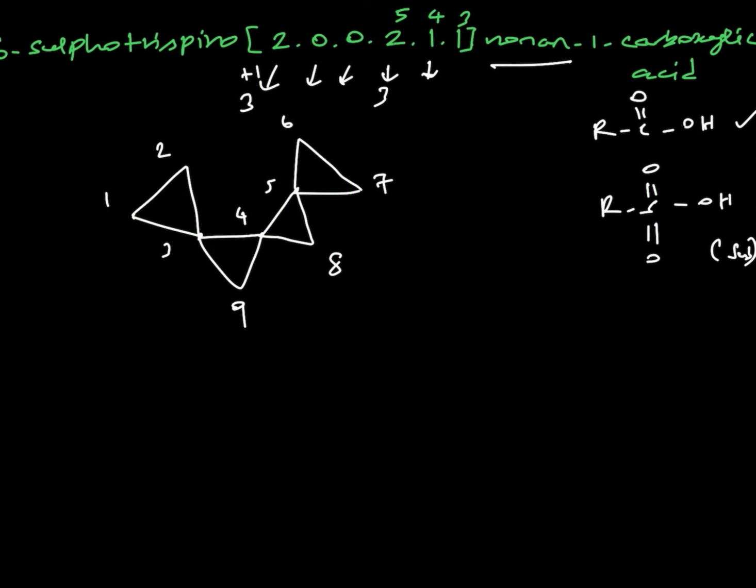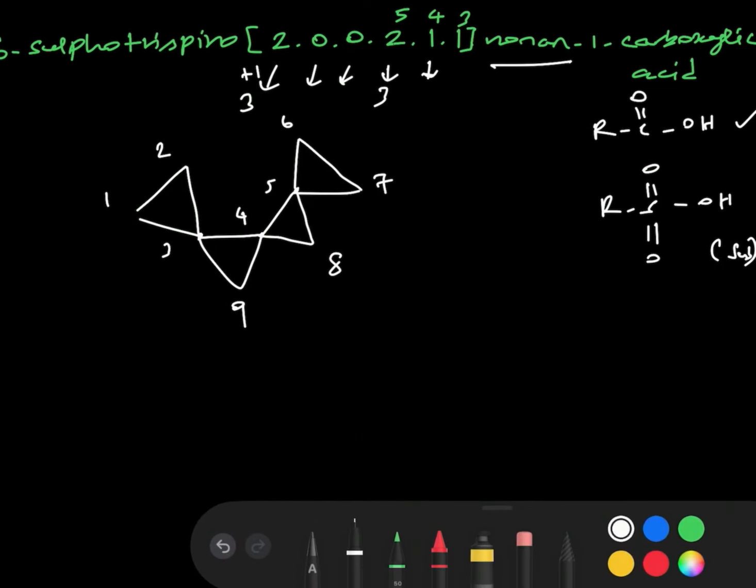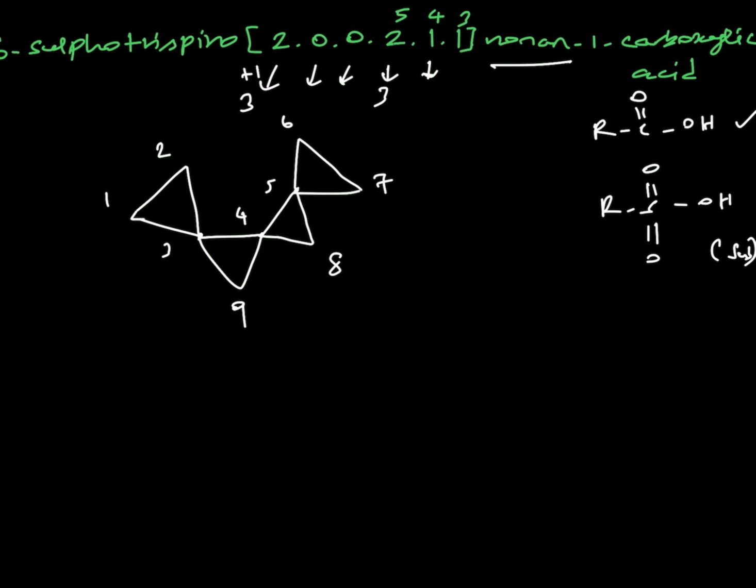So we got the nonane covered, and then at one position put the carboxylic acid, C double bond O, OH, and then at 6th position put the sulfonic acid. We got that. So that's the correct structure for this name. Let's move on to the next one.